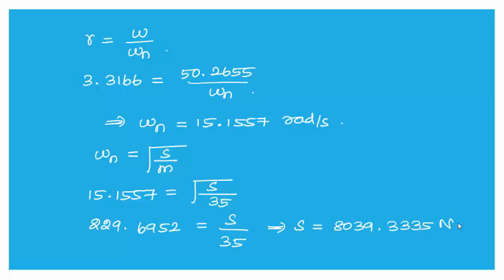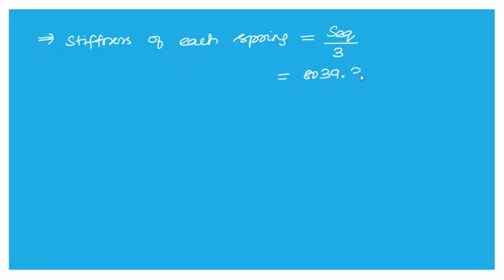8039.3335 Newton per meter. Okay, so in the problem it is mentioned that totally there are 3 springs used for the refrigerator unit. So this data corresponds to the equivalent stiffness. So from which we can calculate the stiffness of each spring provided to the refrigerator unit by dividing the equivalent stiffness value by 3. So 8039.3335 by 3, that is 2679.7778 Newton per meter.